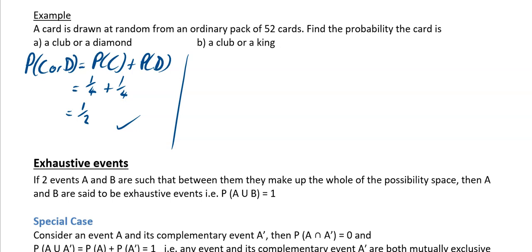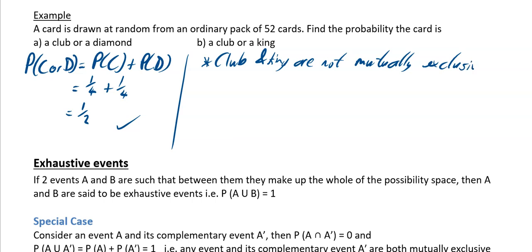Okay, part B is a wee bit different. It asks you to find the probability of a club or a king. So first of all, club and king are not mutually exclusive. You've got to be very careful, not everything is going to be mutually exclusive, and a club and king are not. The reason for that is one single card, the king of clubs. It is a king and it is a club at the same time.